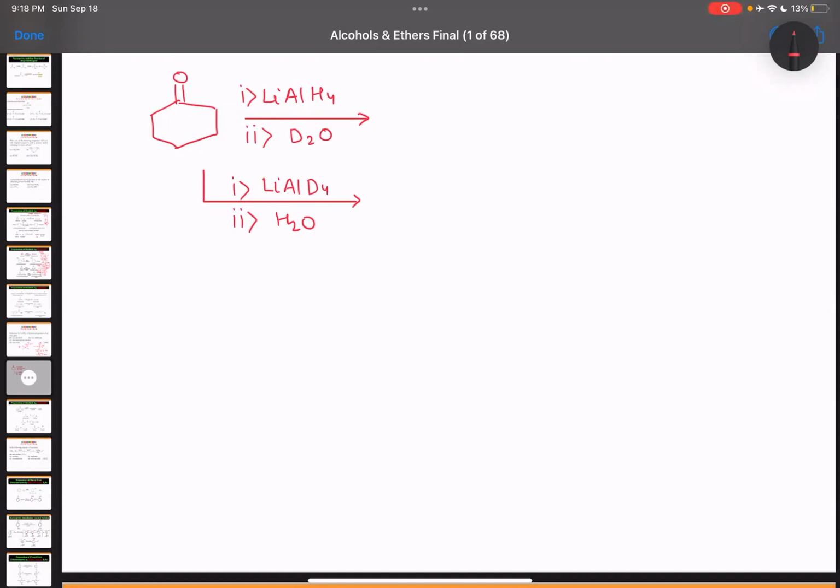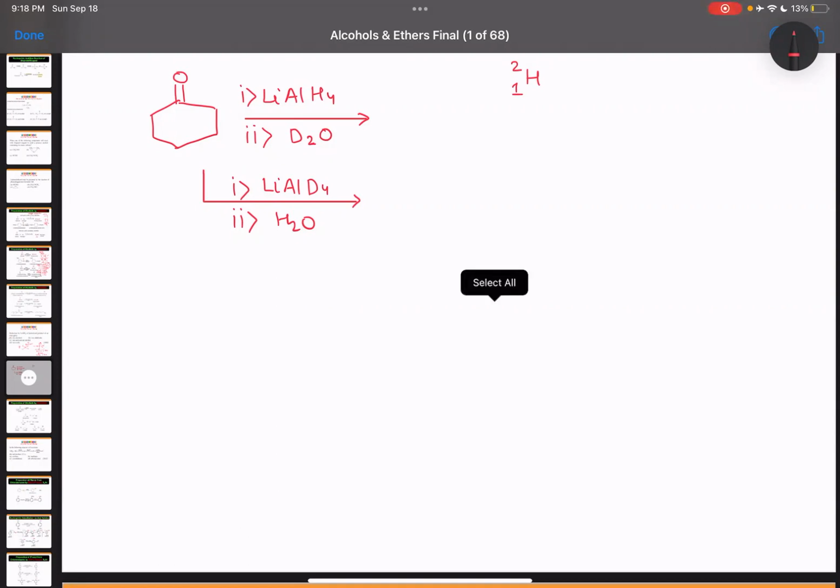So what is that D2O? D2O is actually deuterium. This is deuterium. The heavier isotope of hydrogen. So it is written as D. And this is heavy water, right?